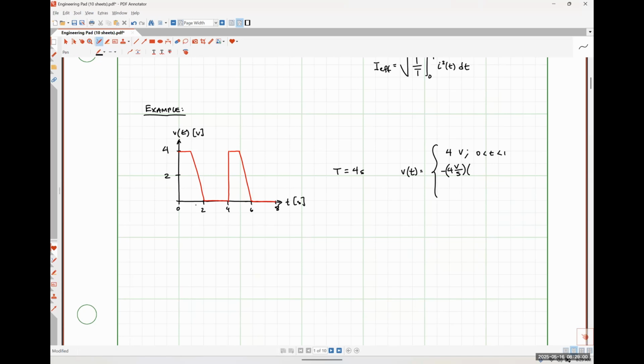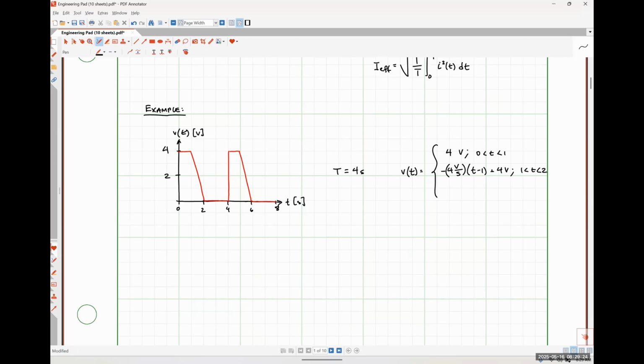And then it's time shifted by 1 unit to the right. So that's going to be t minus 1. And then it has an intercept of 4 volts. And this is valid from 1 less than t is less than 2. Before we move on from this, because I'm sure some of you are wondering what he is doing to get this, that's fair.